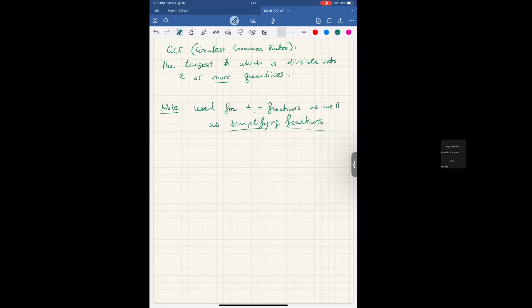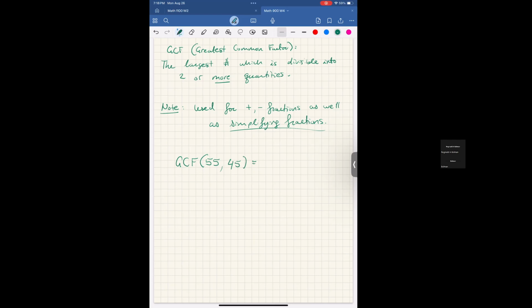We'll talk about what that means, but for now, we're just learning the technique. All right, so the greatest common factor is the largest number which is divisible into two or more quantities. So what this means is, let's just give you an example. Suppose I want to calculate the GCF of 55 and 45.